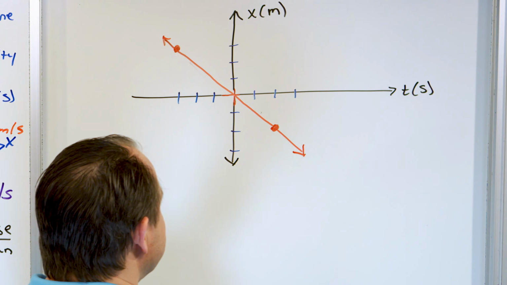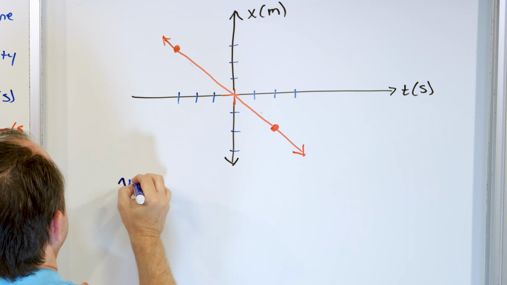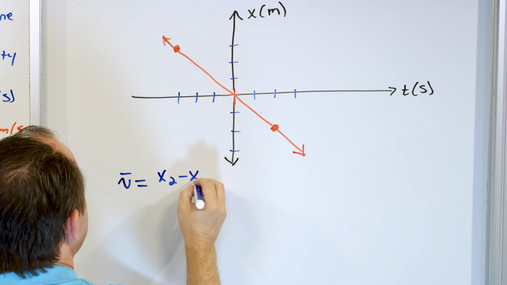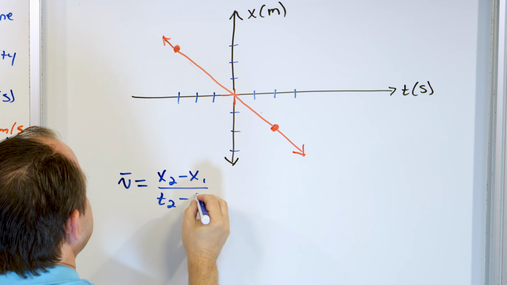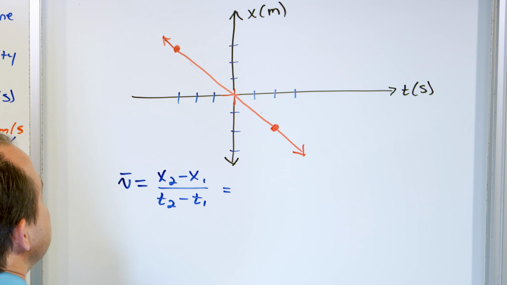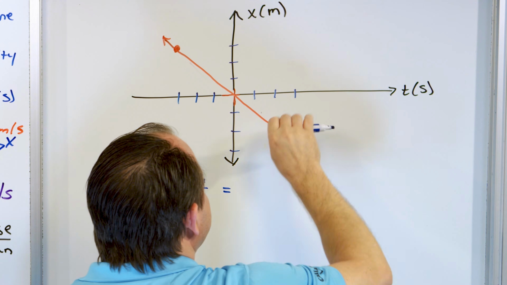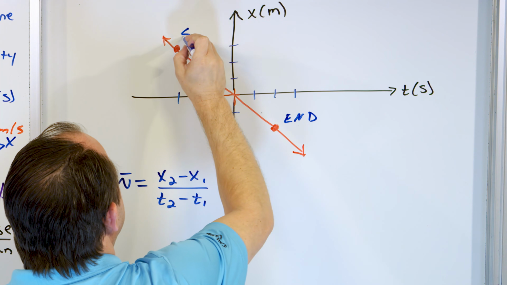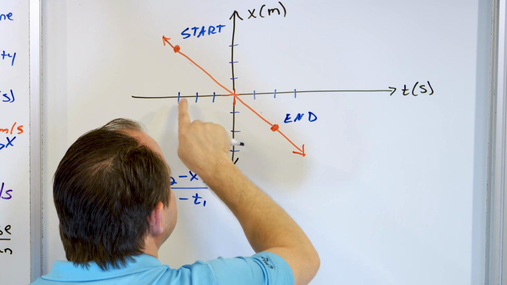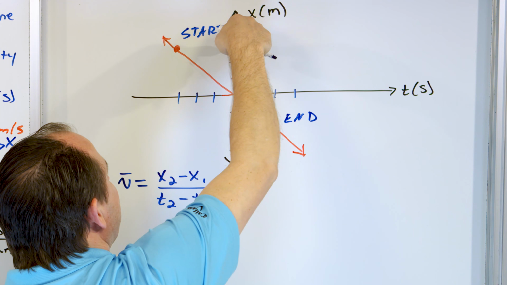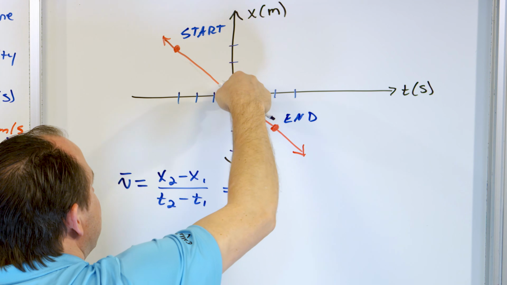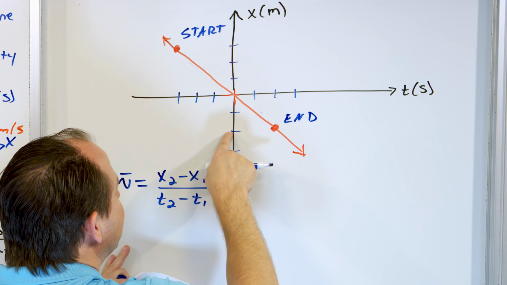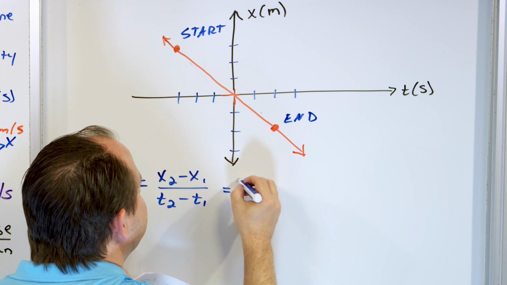Let's calculate it. The average velocity in this case is the same thing as always: x2 minus x1, the final minus initial, over t2 minus t1, final minus initial. Now, time is marching along this direction. So this is the final, the end, and this is the start, right? Because time is going this way, you're starting up here, traveling down the x direction, and you're ending right here. So what is the final position? This is -2, a position of -2.